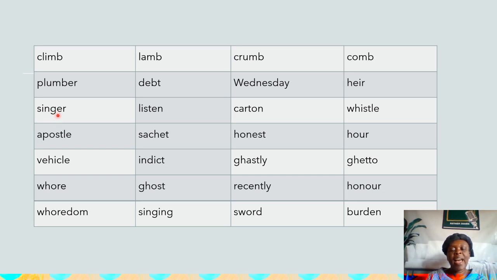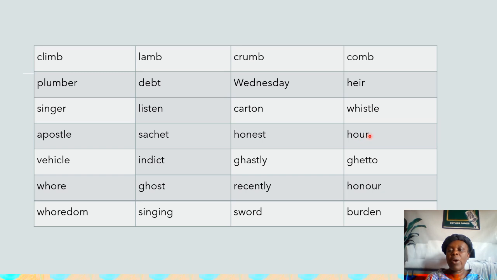We have singer. So the N and the G somehow merge and give you that sound. Some people say the G is silent. So you don't say singer with a hard G. Then you have listen, the T is silent. You have carton, the O here becomes a schwa sound, so the O is silent. You have whistle, the T is silent. And then we have apostle, the T is silent. We have sachet, the T is silent. Then you have honest. The H here is silent. It's honest.